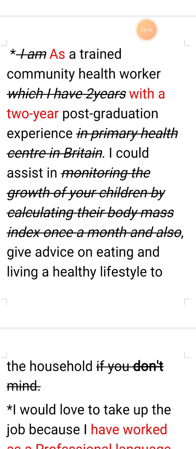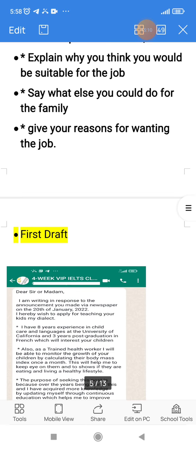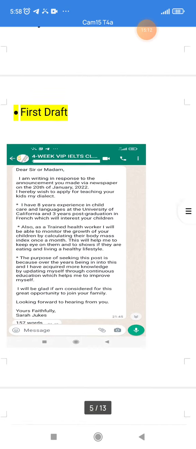So this part of the paragraph, the sentence is improperly constructed. There are punctuation errors and there are idea versus explanation mismatch. Being a community health worker and explaining that you can assist in monitoring the growth of the children. This particular paragraph is responding to the question of what else you could do for the family.